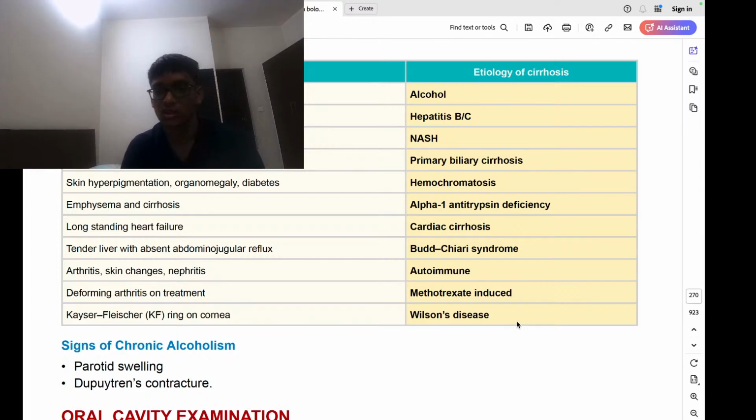Ring will be there. Methotrexate induced deforming arthritis is also there, and cirrhosis. Skin changes, nephritis, autoimmune. Tender liver with absent abdominojugular reflex, Budd-Chiari. Long-standing heart failure, cardiac cirrhosis. Skin pigmentation, organomegaly, and diabetes is hemochromatosis.